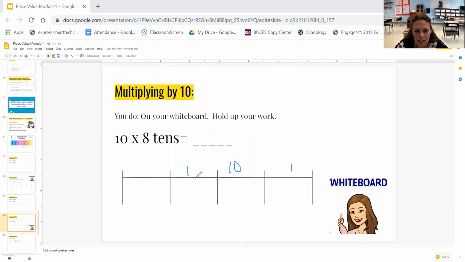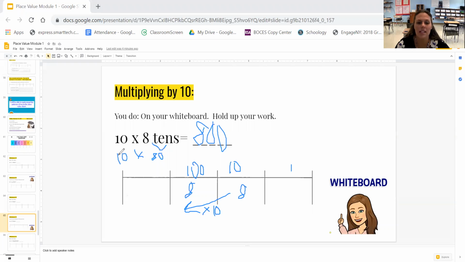So if you did this correctly, you had 8 in the tens place. It got 10 times bigger, meaning it moved 1 place value. And then you had 8, oh my, in the hundreds place. 8 hundreds is equivalent to 800. I would love to see on your whiteboard that you translated or converted this 8 tens to 80, so we can see that 10 times 80 equals 800. And we showed that place value. Let's keep it moving. We're on a roll.